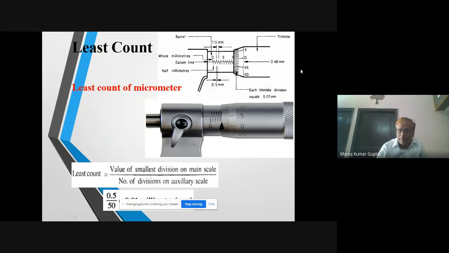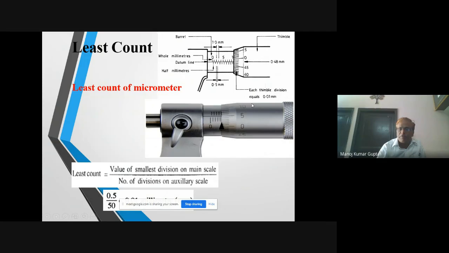So this is the barrel, this is the thimble. Thimble is having 50 graduations. This is the whole millimeter. This is datum line. This is half millimeter.